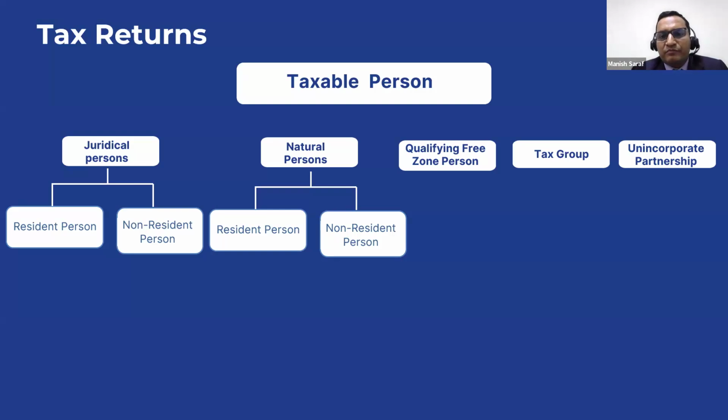Now, qualifying free zone persons are a category where you claim 0% taxable income. So it's a separate return to be filed for that. Or a tax group, when you are combining your multiple entities into a tax group, there is going to be a single return for your group entities. And then unincorporated partnership, because there is separate taxability: the partners are taxable, not the company. So that is a separate category of filing the return.